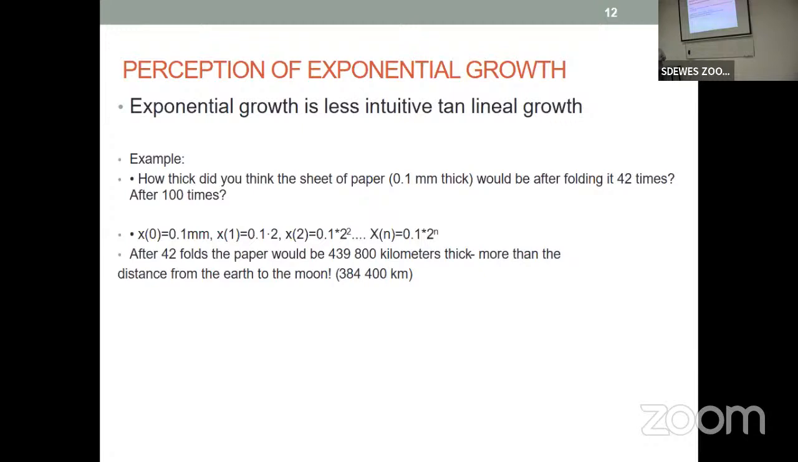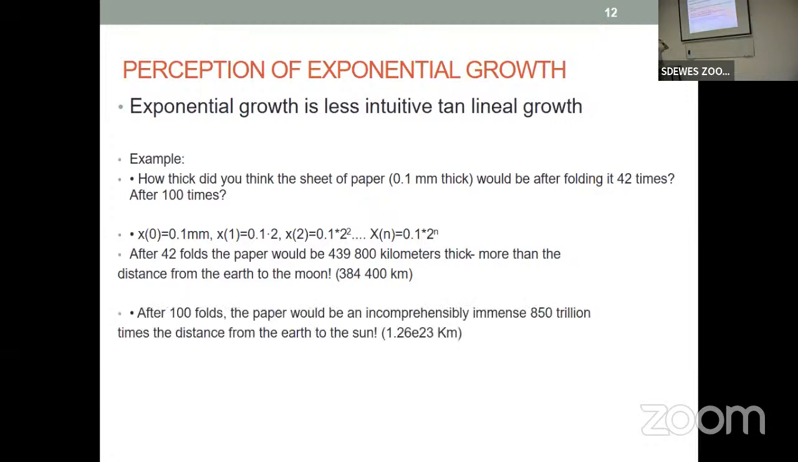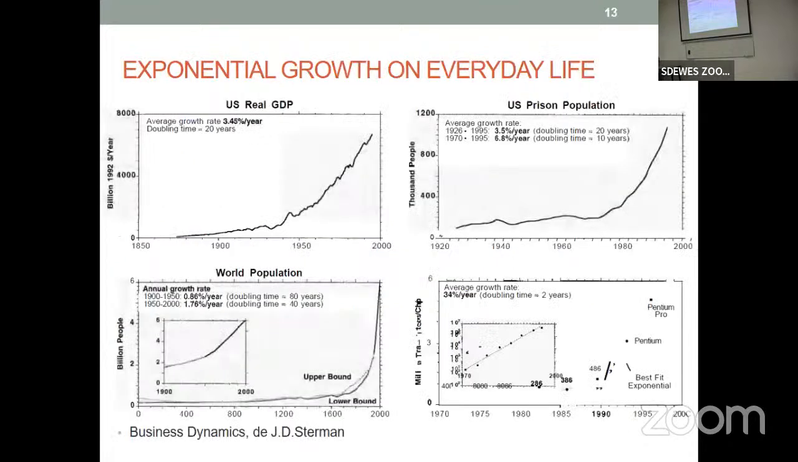So this is one example. If you were able to fold not only 42 times but 100, it would be 50 trillion times the distance from the Earth to the Sun. So just to think about what exponential growth means. Now, examples that we model with exponential growth.